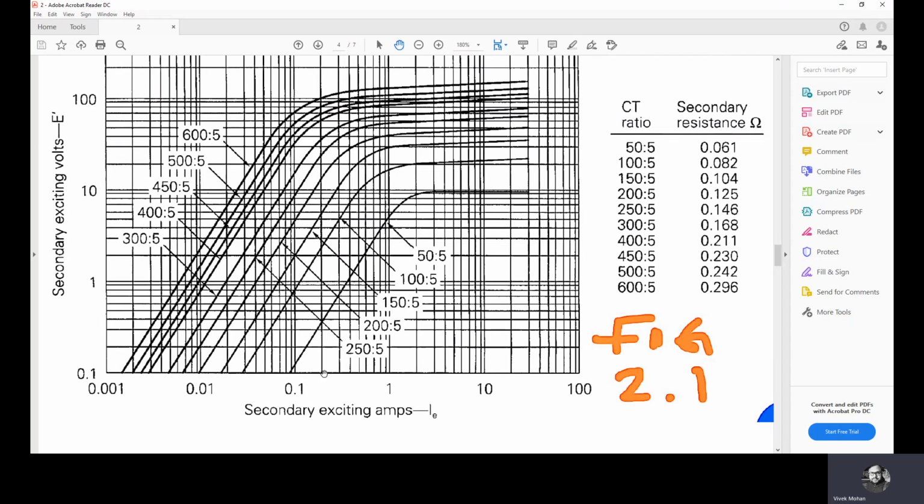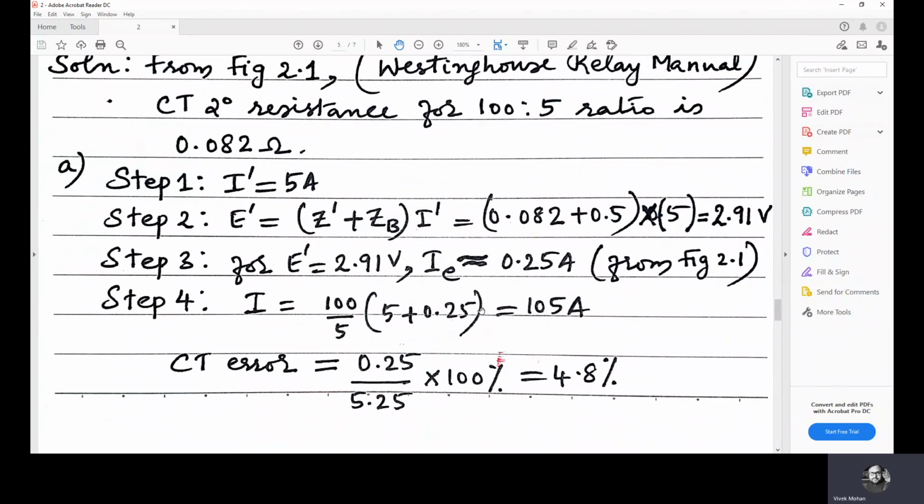So this is 0.2 and this is 0.3. So somewhere between 0.2 and 0.3. It cannot be found out exactly from this plot, but if this is asked in the exam, specific points will be given. I mean, points will be marked accurately. Here I think the gap is a bit long, so it's a bit difficult to find out the point. So in between 0.2 and 0.3, it is taken as 0.25 amps here. So the IE corresponding to E dash, 2.91 volts, is 0.25 amps.